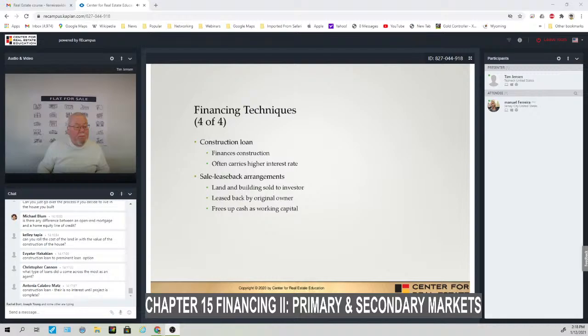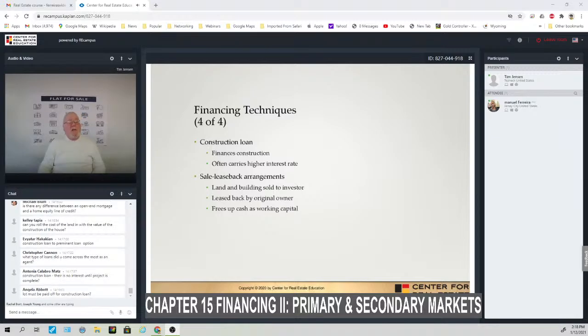Construction loan to permanent? I guess you're saying permanent loan? That would be a conventional loan. What type of loans did you come across the most as an agent? Purchase money mortgages. Do construction loans typically have higher or lower interest rates than conventional loans? Yes.